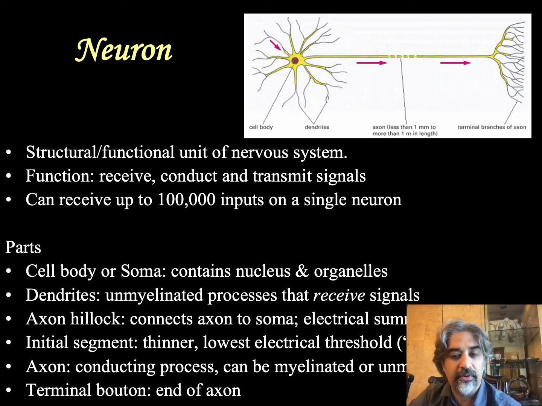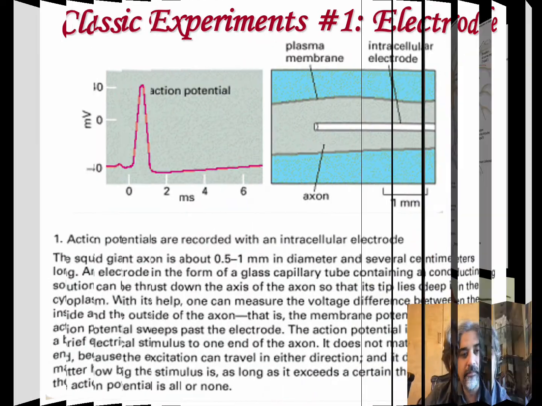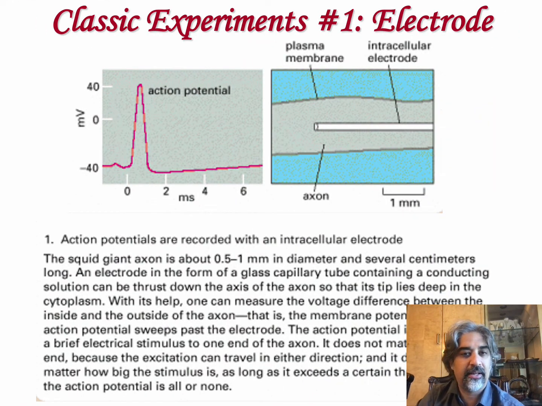And you should know all the different components of the neuron. You can classify it by its shape. It can be multipolar, bipolar, or unipolar. Groups of neurons can also be labeled depending on whether they're in the central nervous system or peripheral nervous system. Groups of neurons in the central nervous system are called a nucleus, and a group in the periphery is called a ganglion. So let's talk about some classic experiments.